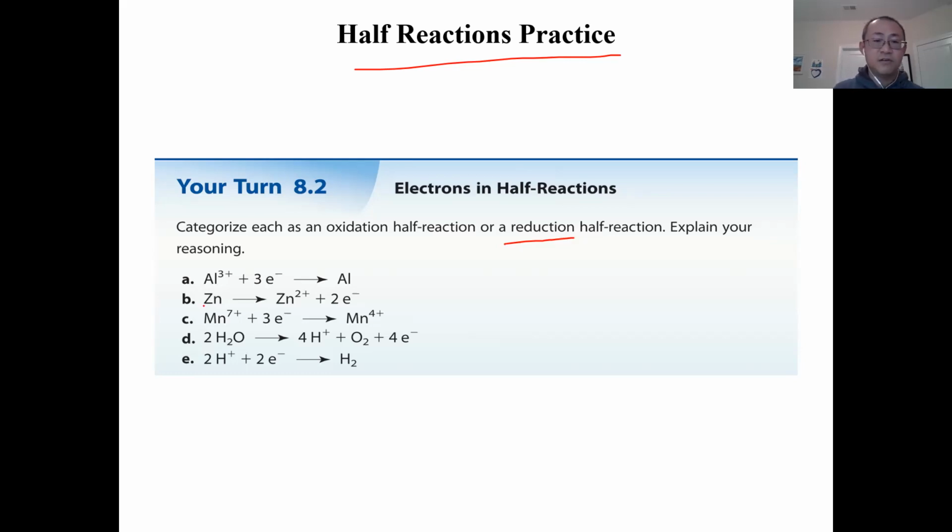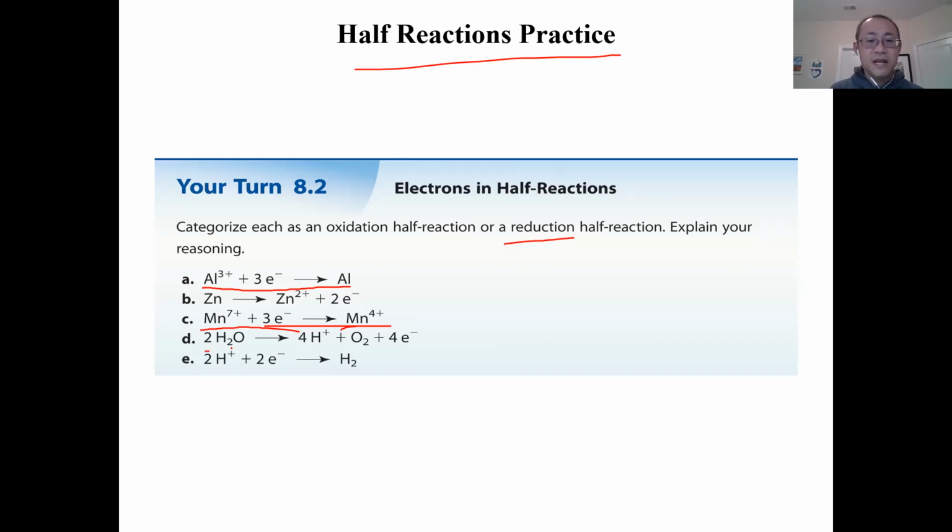As reactants. So if you take a look, the first reaction is aluminum ion gaining 3 electrons to become aluminum metal. So this process is reduction. And the second reaction is the same as we showed before. Zinc loses electrons to become zinc ion. So that's an oxidation process. This is manganese 7+ ion gaining 3 electrons to become manganese 4+. You can see that +7 becomes +4. You gained 3 electrons, and that process is reduction.